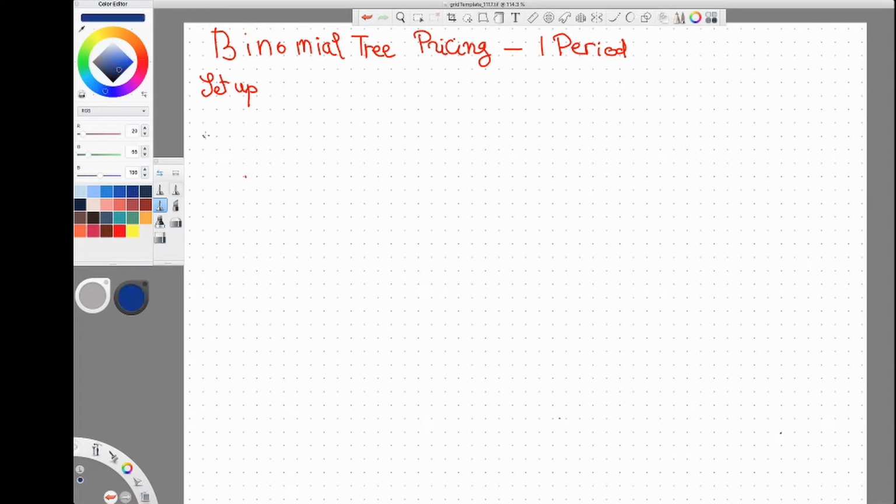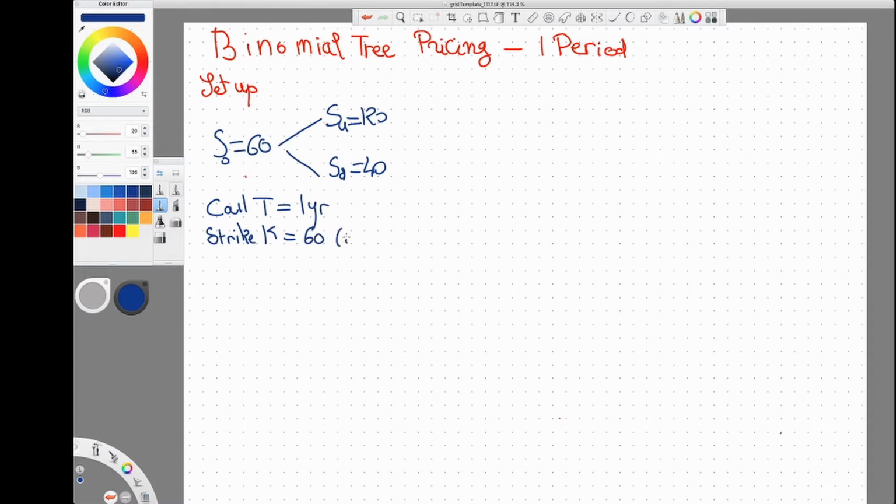We're going to start with a simple setup where the stock today is equal to $60. The stock next period can either go up to $120 or it can go down to $40. We're interested in a call option. Maturity T is 1 year, that's the length of our tree, and the strike K is set at $60. So it's what's called at the money here.